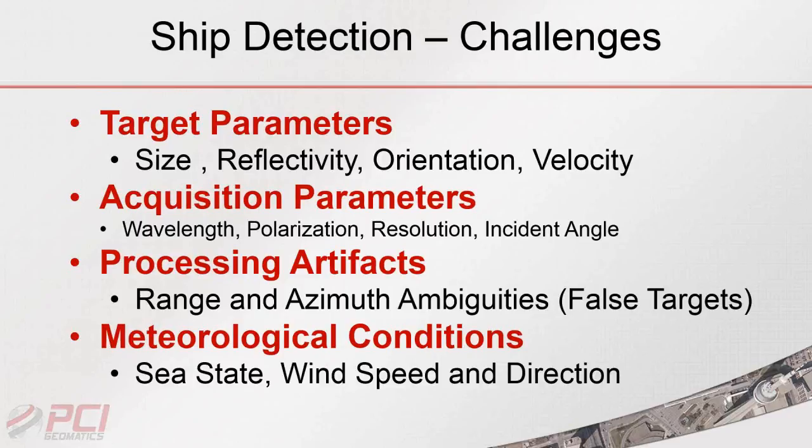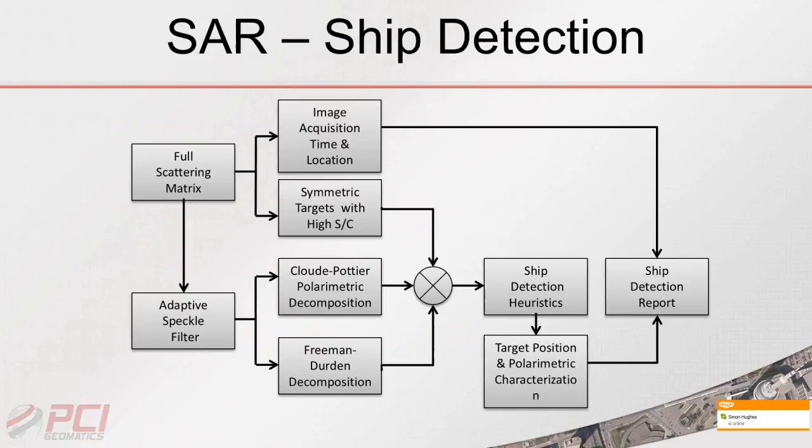With radar data, there are processing artifacts that are present, so we get the pulses repeating if they're very bright in both range and azimuth, and that can produce false targets or range and azimuth ambiguities. So we need to handle those. And also just noisy data due to meteorological conditions. So sea state that's very high, creating high disturbance on the water can create some problems. So these are all challenges that can be dealt with through the processing of the data in Geomatica.